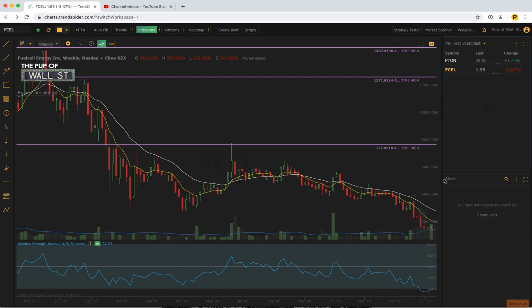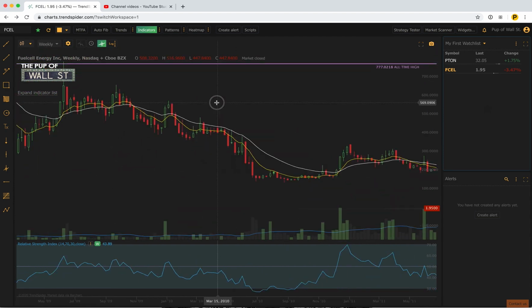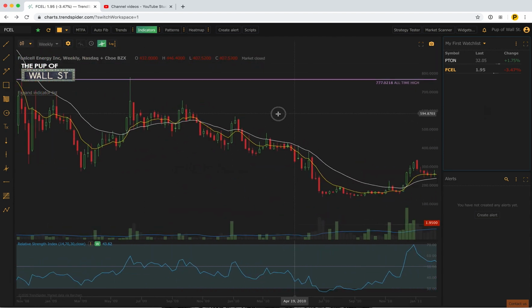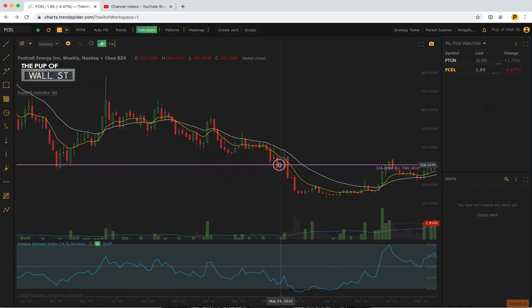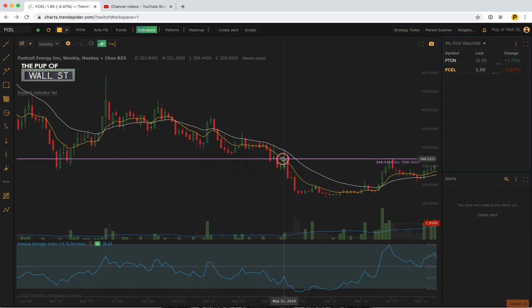So now let's go a little further back. Looks like another one right here. A lot of times there's more of a quote-unquote zone versus a very specific line. So another thing you can do is drag out, let's say, an area. So we can see from here to here is an area. I'm actually going to turn that line off.